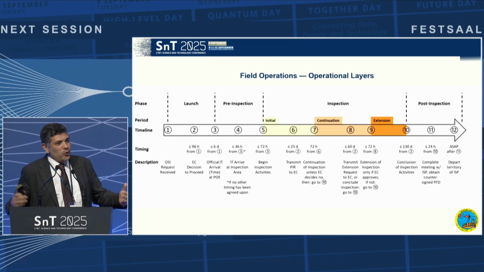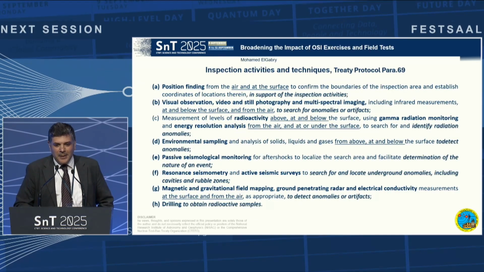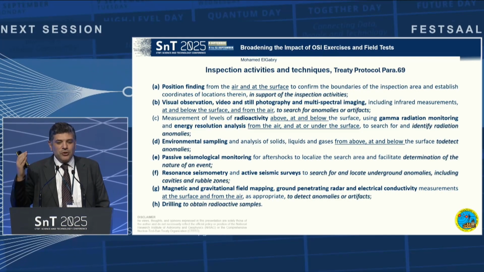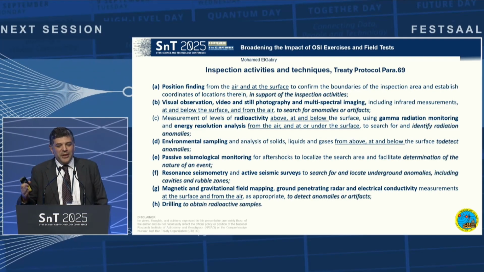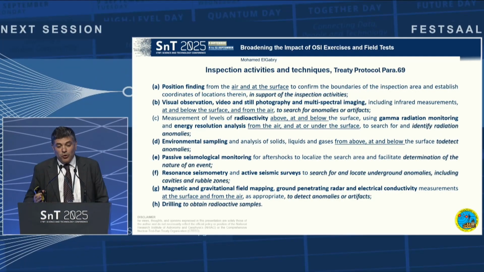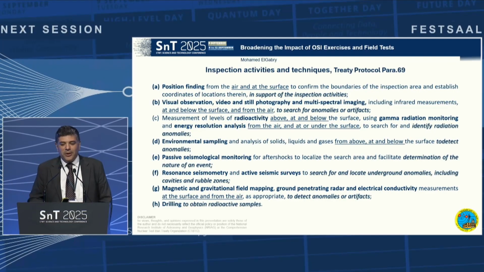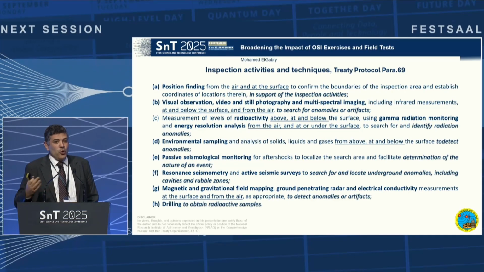But again, it's a very long time for somebody to stay in a different environment, a harsh environment, in a different country, doing inspection. What are the activities you can do? They are listed in paragraph 69, the famous paragraph. From position finding, visual observation, gamma energy resolution, environmental sampling, passive seismological monitoring, resonance seismometry, active seismic, magnetic, gravity, ground penetrating radar, electric conductivity. These are not techniques, these are groups of techniques.